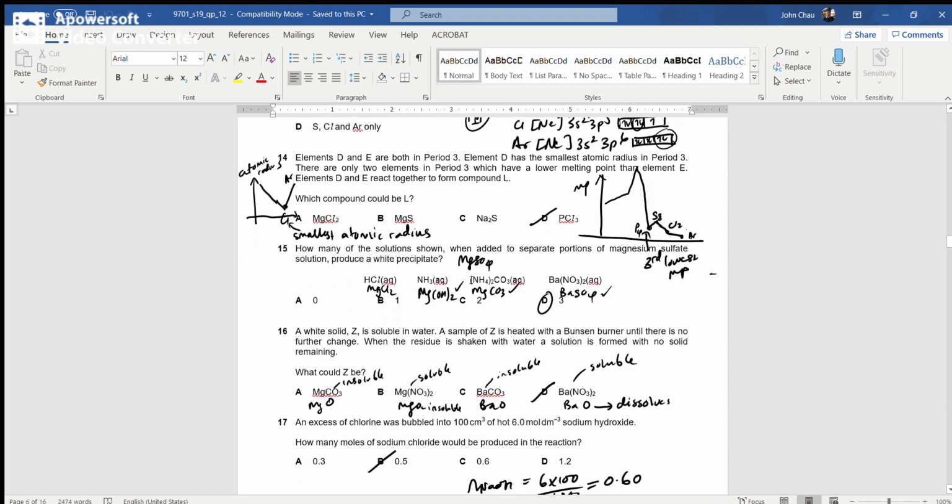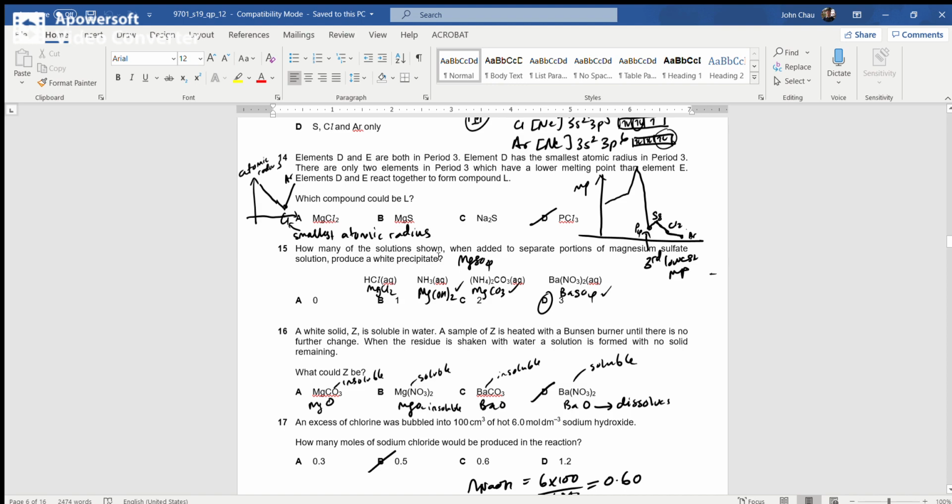14. Elements D and E are both in period 3. Element D has the smallest atomic radius in period 3. So chlorine will have the smallest. There are only two elements in period 3 which have a lower melting point than element E. For melting point across period 3, I should draw the graph. Beside phosphorus, there are two more elements that have lower melting points, chlorine and argon, than phosphorus. So we identify that the element will be phosphorus, and chlorine. So the best compound will be D.